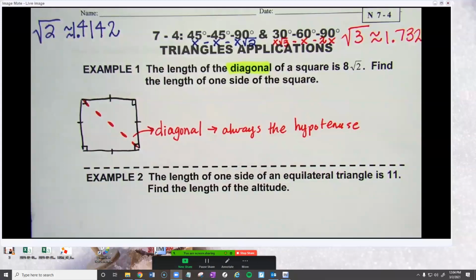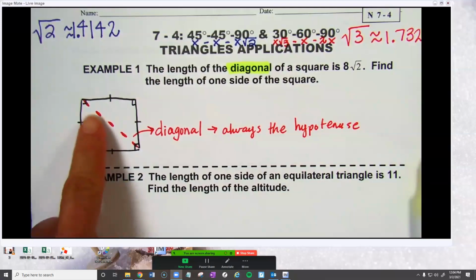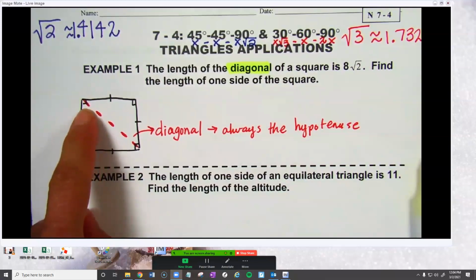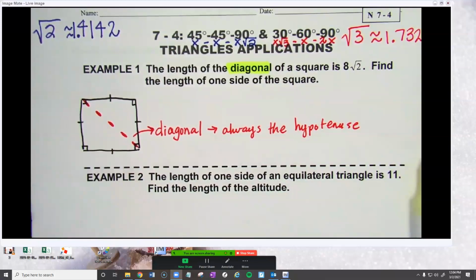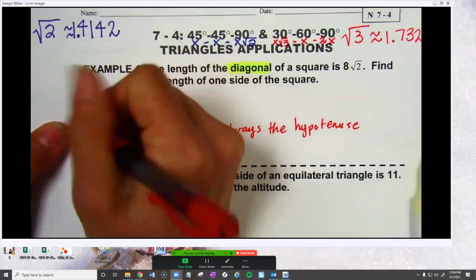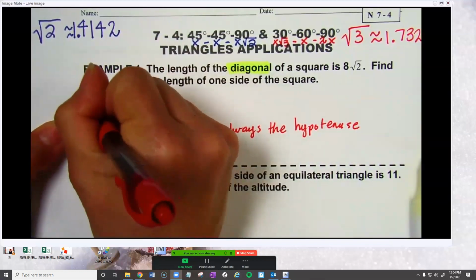Okay, so since it cuts it in half, y'all, it also cuts the angle in half. So if you look up here, that used to be 90 degrees, but it's cut in half. What's 90 divided by 2? 45. So y'all, we're dealing with a 45, 45, 90.